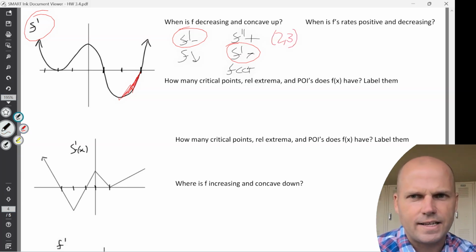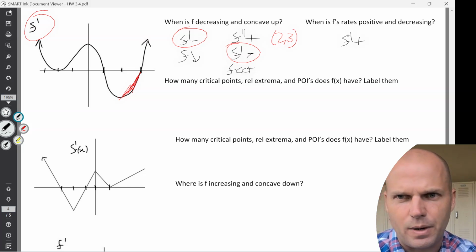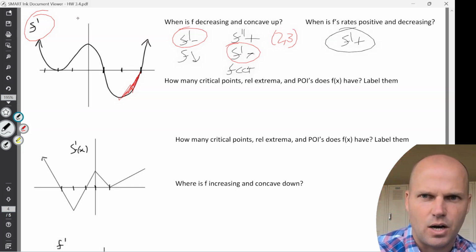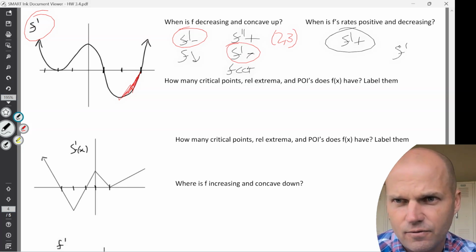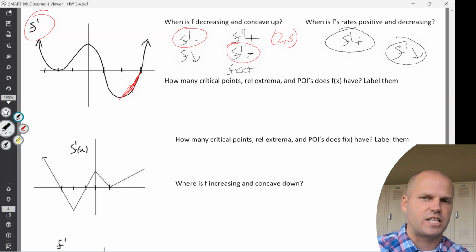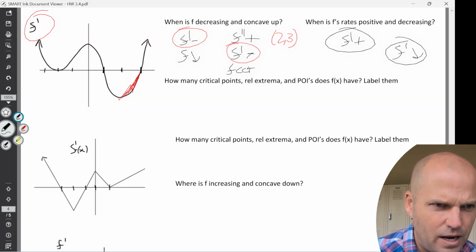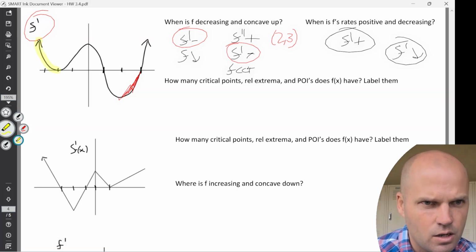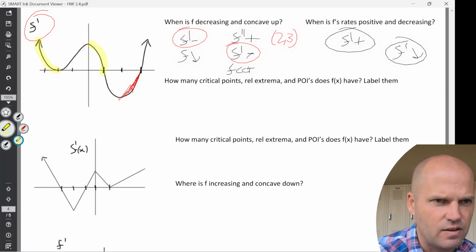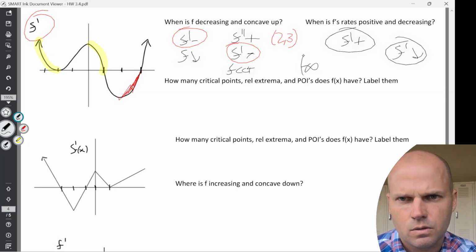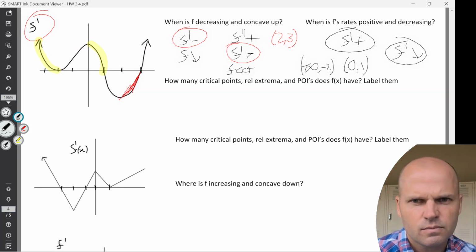When are f's rates positive? F's rates are positive. All right, well, I already have f prime, so I just need to look at it. When are f's rates decreasing? Okay, I mean, it's really telling me what to look at. When is f prime positive and going down? Positive and going down would be here and here. So negative infinity to negative 2, and from 0 to 1.